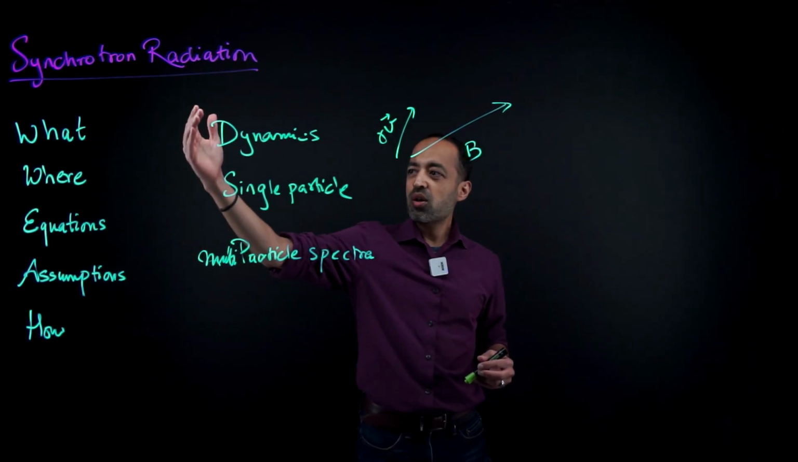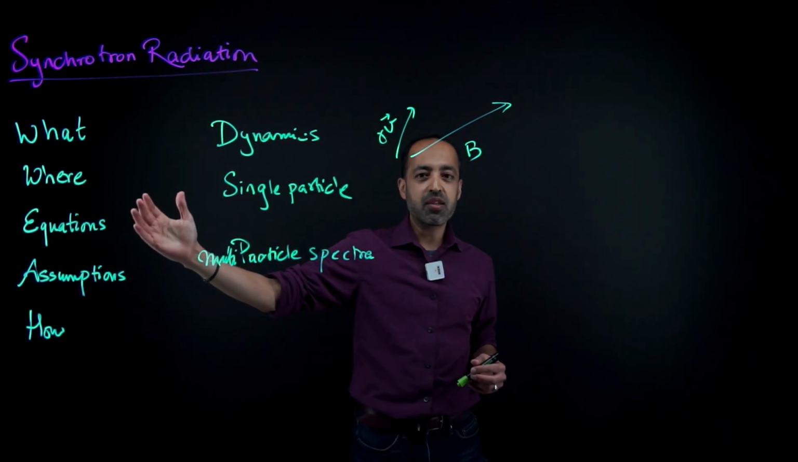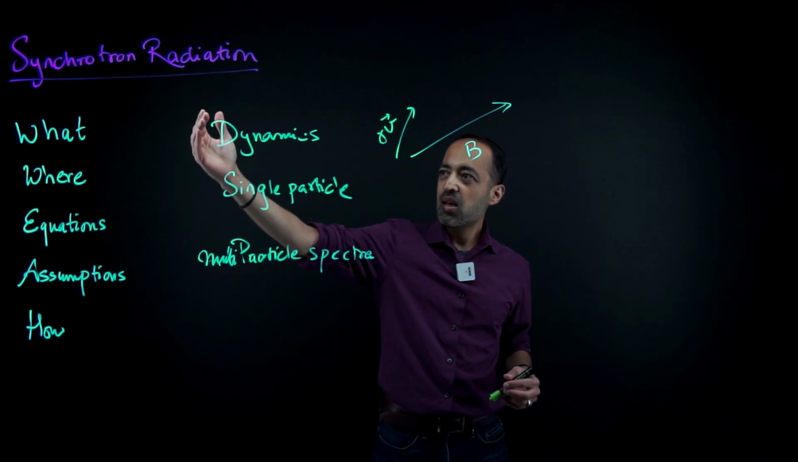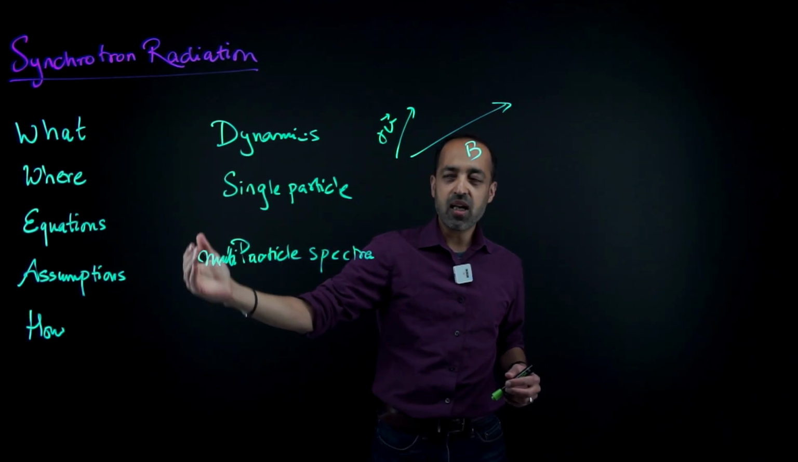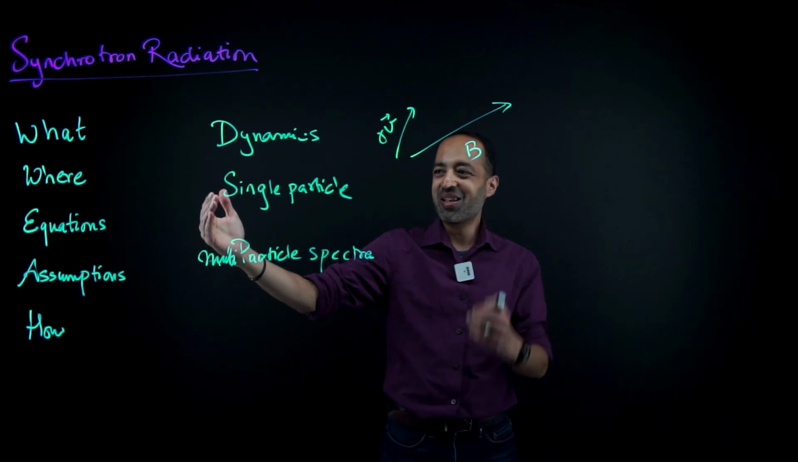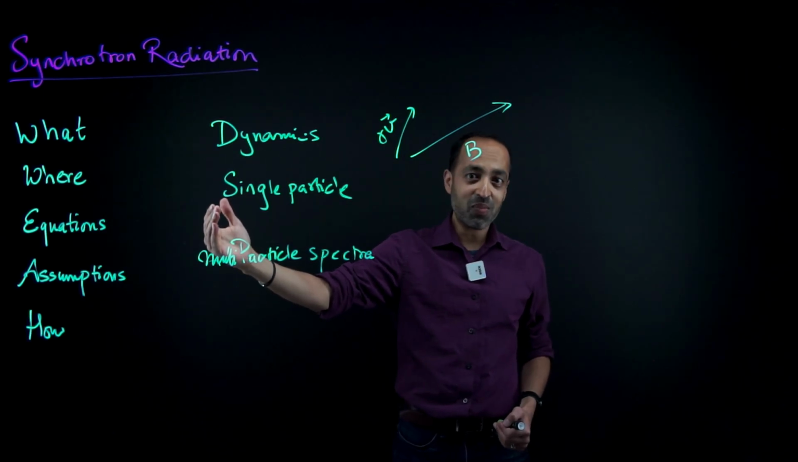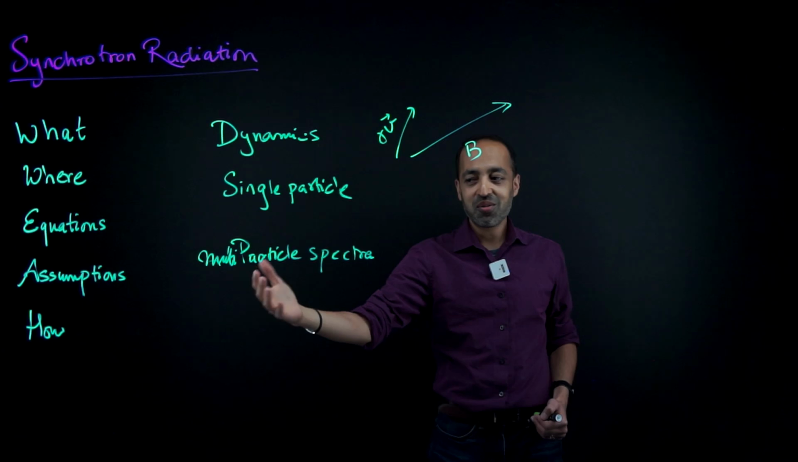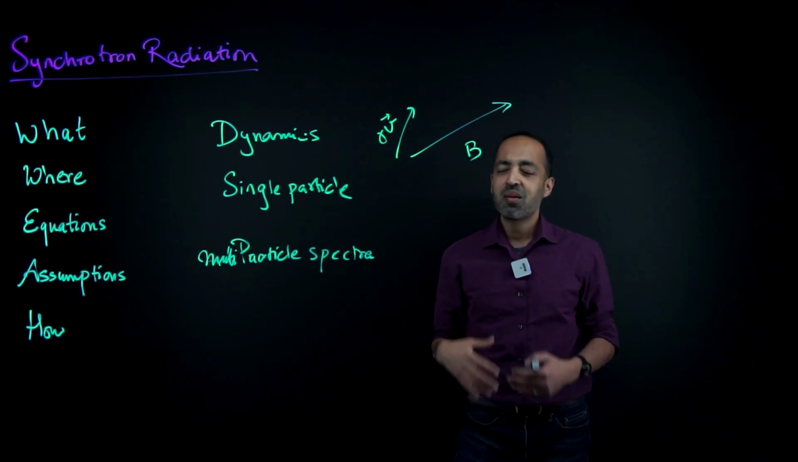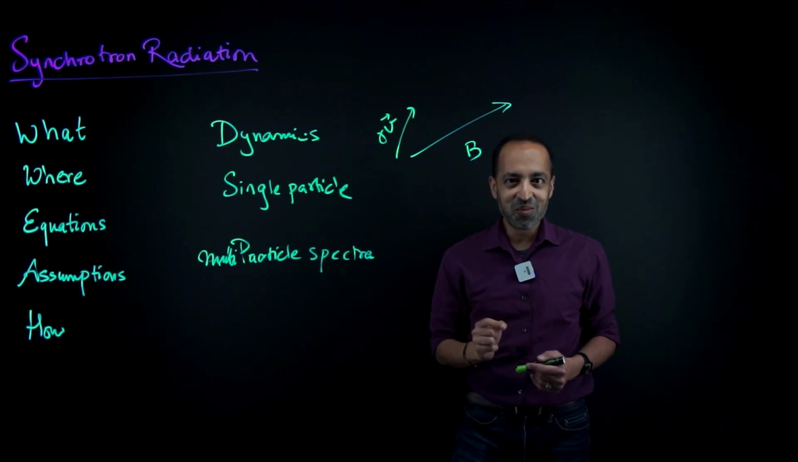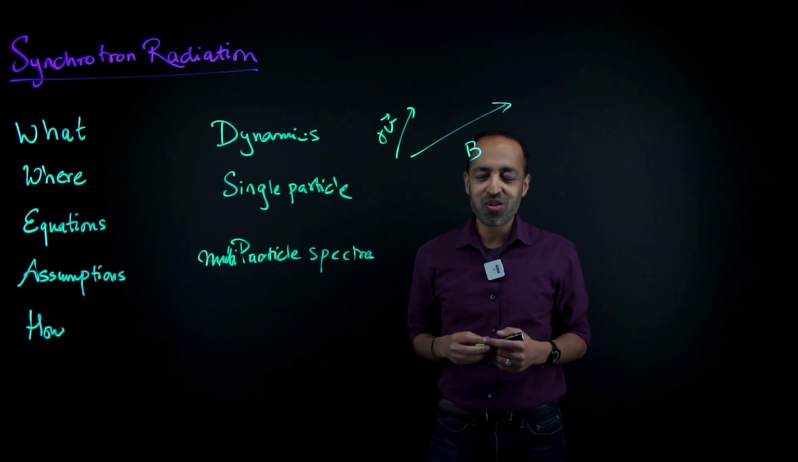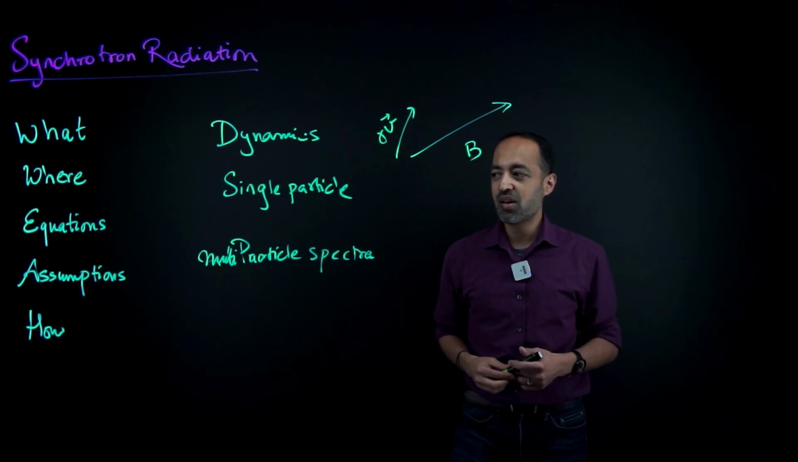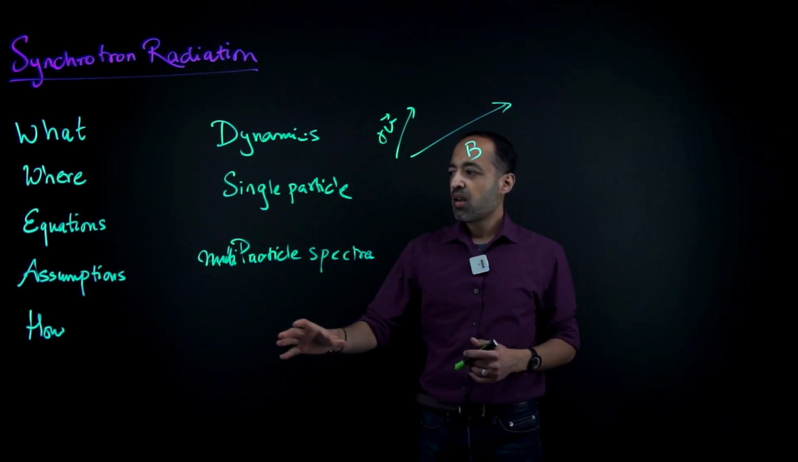Equations. So when we come to equations, and it's fine if you are not fully familiar with this yet, we'll break it down into these three aspects: the dynamics of the charged particle in the magnetic field, the radiation power and spectrum that you get from a single charged particle, and the radiation spectrum and power that you get from a distribution of charged particles. Because of course, it's never the case that you have a single particle. That's a nice toy model, but there's always a distribution of particles in any given region of space.